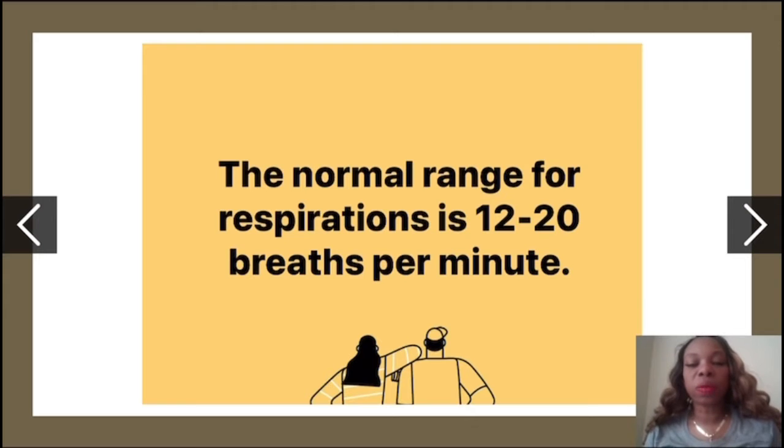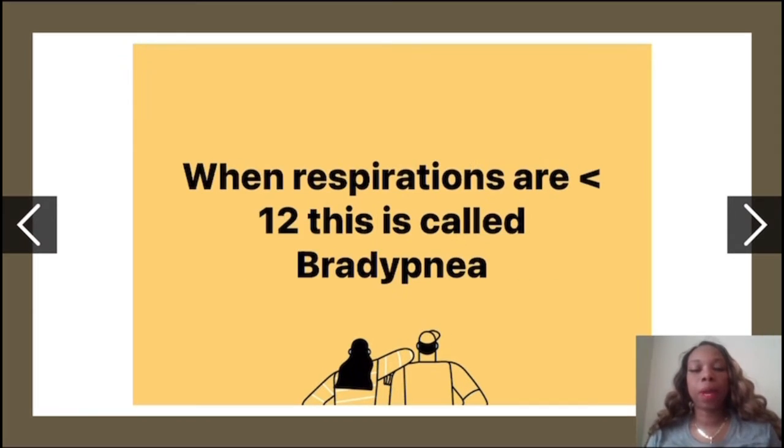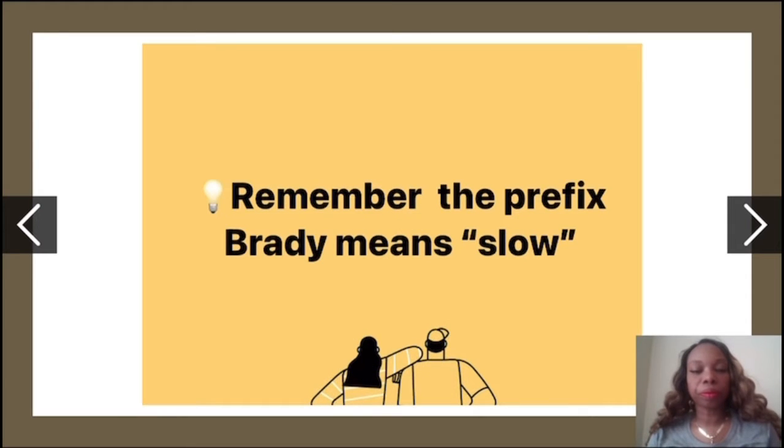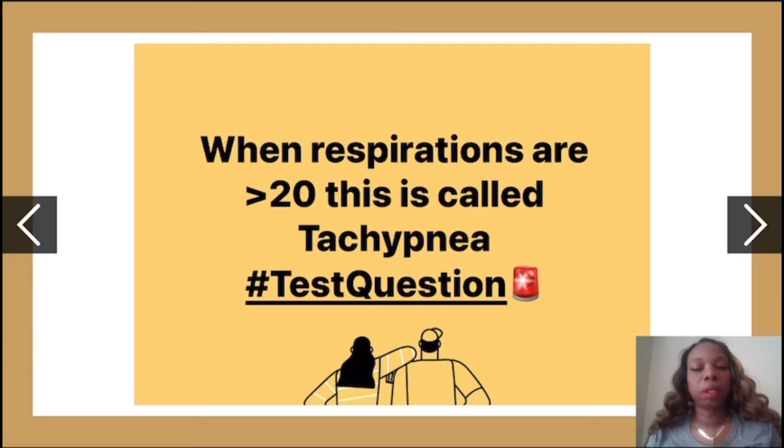The normal range for the respirations is 12 to 20 breaths per minute. When respirations are less than 12, this is called bradypnea. This is an abnormal condition and it needs to be reported to the nurse. Remember the prefix brady means slow.